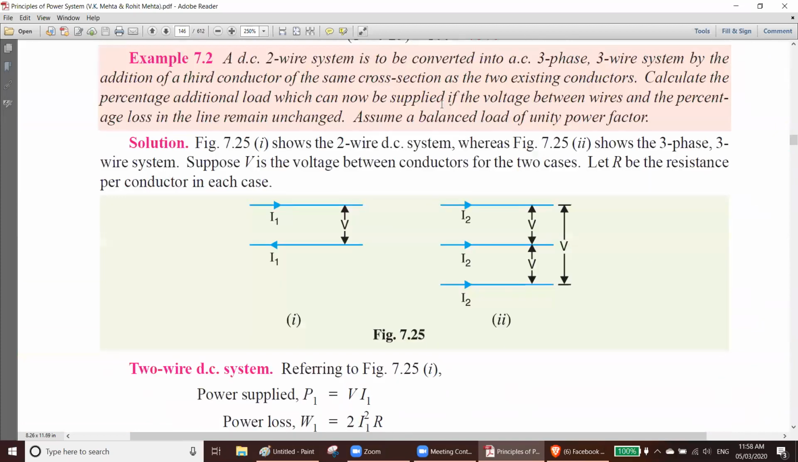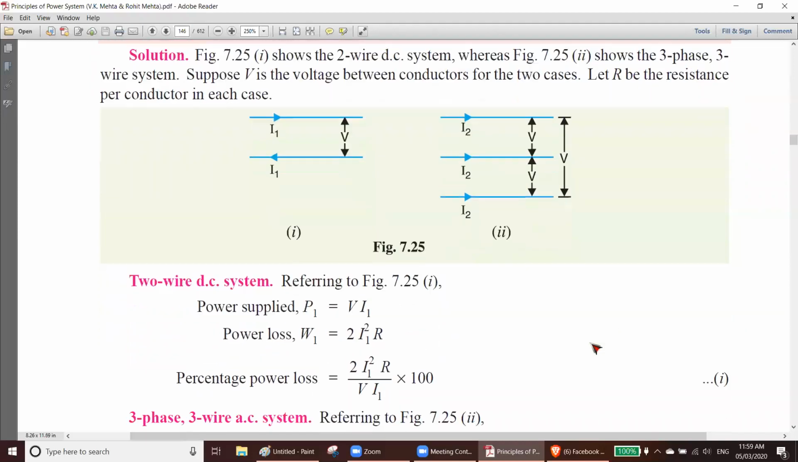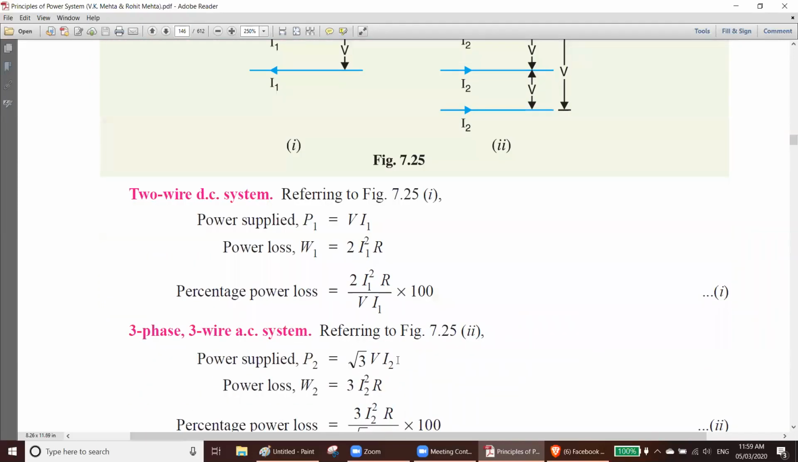We have to calculate the percentage of additional load. What is the additional load? Additional load means how much more power is being dissipated. That means P1 was VI1 and your P2 is root 3 VI2. You have to understand how much bigger P2 is than P1.